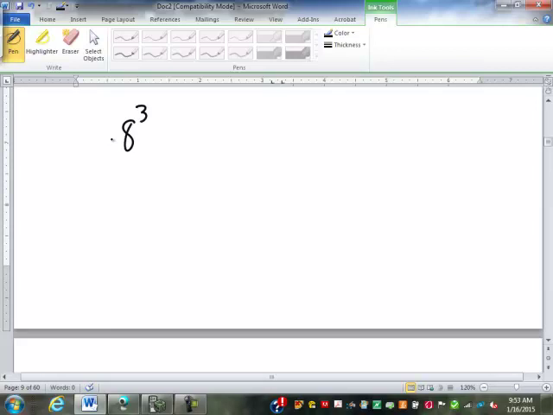8 cubed, right, to the third power. And we would calculate it by doing 8 times 8 times 8. It's repeated multiplication. It means three 8s multiplied together. Now that one you could probably multiply out with your calculator to get 512.